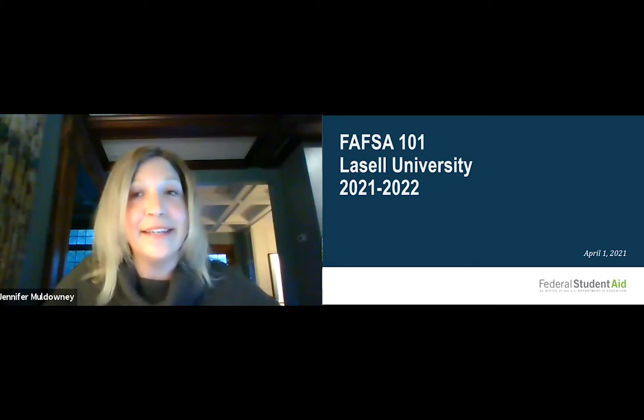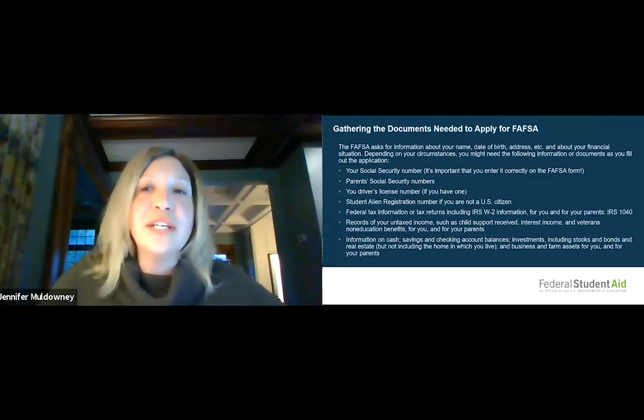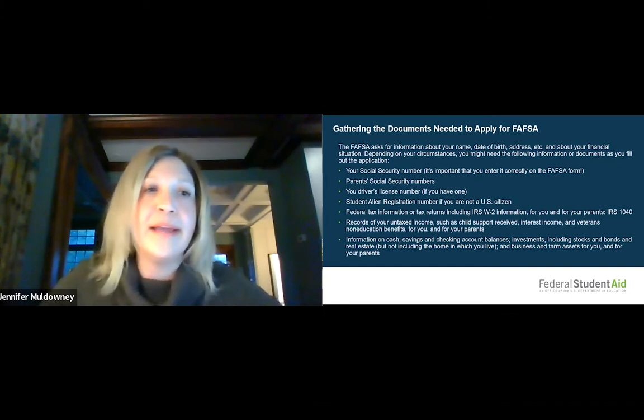So let's get started. Let's look at the documents that you will need to gather in order to complete your FAFSA application. You'll see here a comprehensive list of required information. Students are going to need to know their social security number, parents' social security numbers, and driver's license for the student. If the student is not a US citizen, we will need an alien registration number that needs to be entered into the FAFSA application, federal tax information, W-2s. The IRS 1040 form is going to be your best tool when completing your FAFSA application.